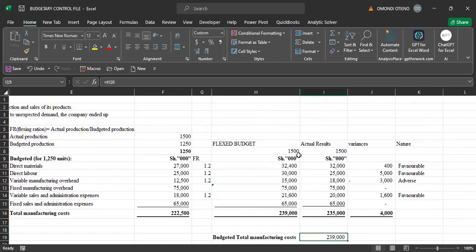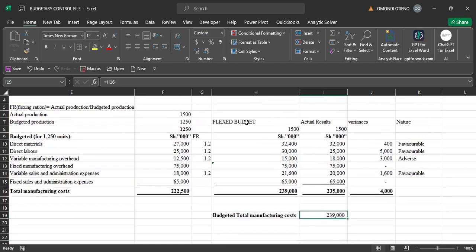But what you are required to do as per this particular question is to give us the flexed budget, which we've been able to do, compare it with actual results so that you get the variances, which again we've been able to deal with. And then from that point, you give us the nature of the variances. They said you should not just indicate favorable or adverse. No, use a logical function, and that logical function which we've applied here is the IF function.